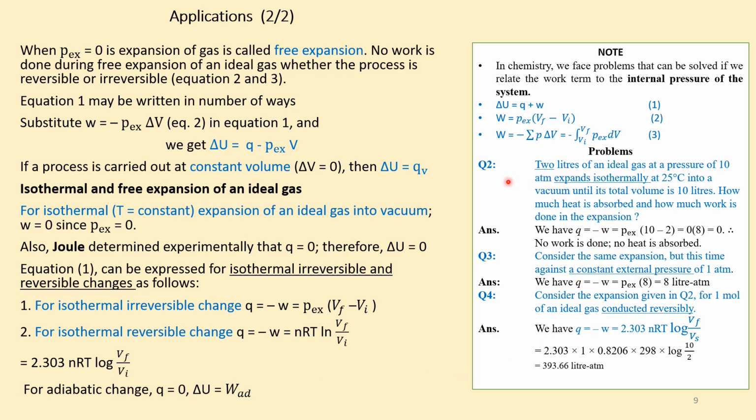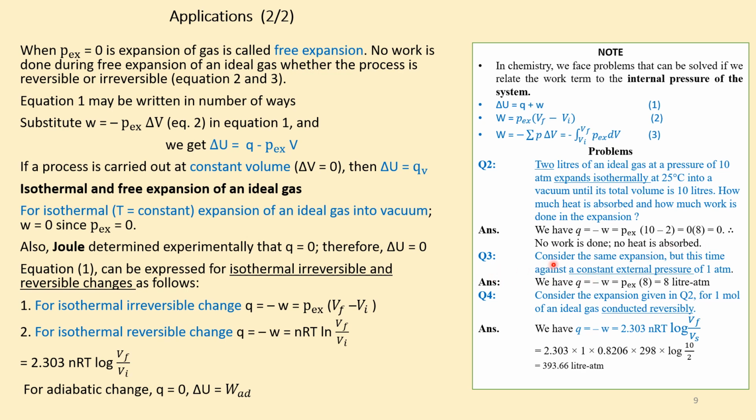Now we will take up the problem. Question number 2. 2 liters of an ideal gas at a pressure of 10 atm expands isothermally at 25 degrees centigrade into vacuum until its total volume is 10 liters. How much heat is absorbed and how much work is done in the expansion? We know that for isothermal, Q is equal to minus W, that is equal to PEX into Vf minus Vi. So initial volume is 2 liters, final volume is 10 liters. Therefore, PEX into 10 minus 2, where PEX is 0, that becomes 0. So we have Q is equal to 0: no work is done and no heat is absorbed.